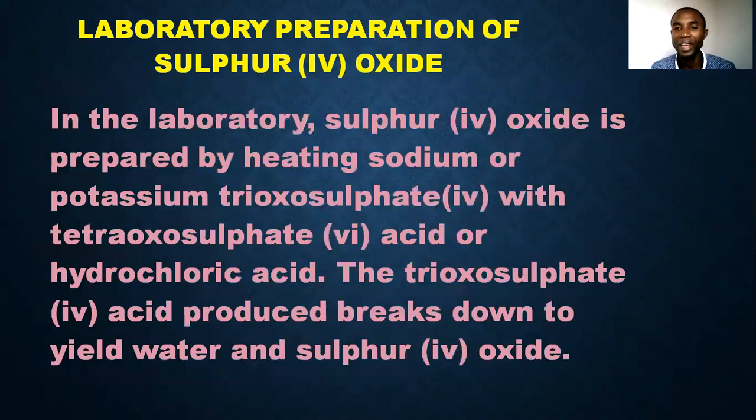Okay, how can we get this prepared? Laboratory preparation of sulfur 4 oxide: how is it prepared in the lab? In the laboratory, sulfur 4 oxide is prepared by heating sodium or potassium trioxosulfate 4 with hydrochloric acid. Then the trioxosulfate 4 acid breaks down to yield water and sulfur 4 oxide.